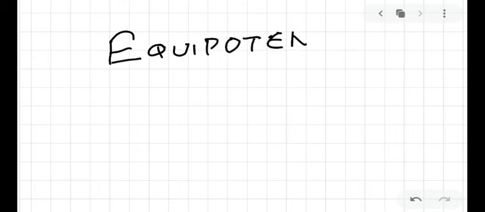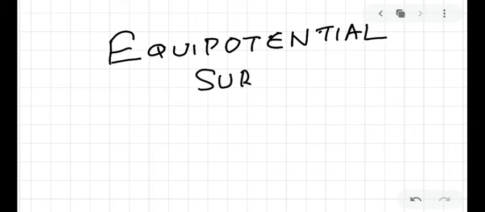Okay, equipotential surface. The concept that we are going to learn is equipotential surface. As I mentioned, they have their own physical existence. They are not actually tangible, but they are a set of points in space which form a surface. Equipotential surfaces.